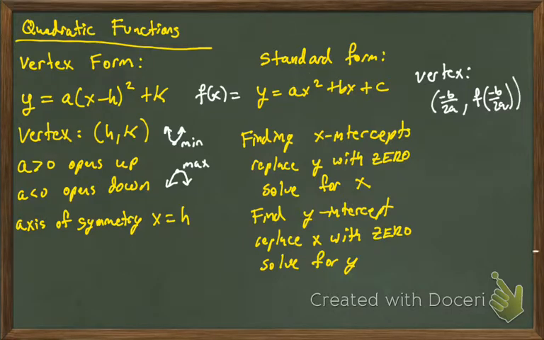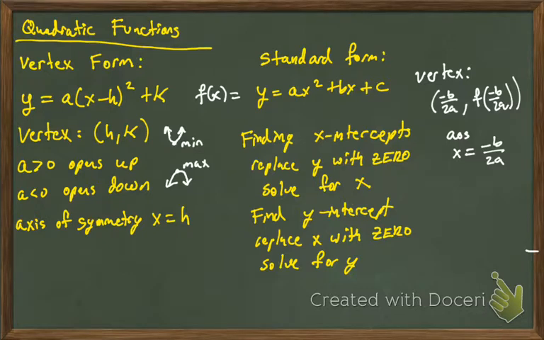Now for the axis of symmetry, the x would be equal to negative b over 2a. So we'd have to figure out what that is. The rest of it's going to be the same. A greater than 0 opens up, a less than 0 opens down. So we'll want to find the vertex, and then direction of opening, we'll put the axis of symmetry in, and then we'll also want to get some intercepts.